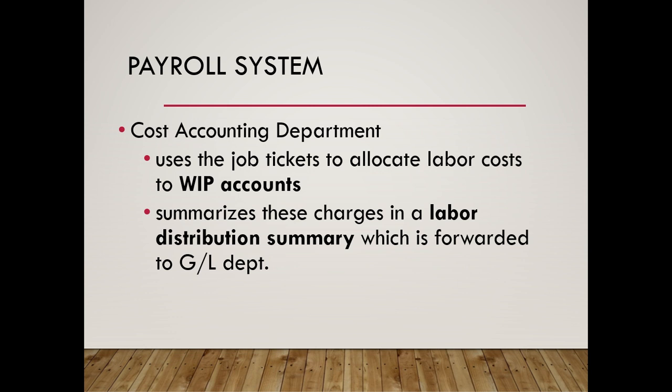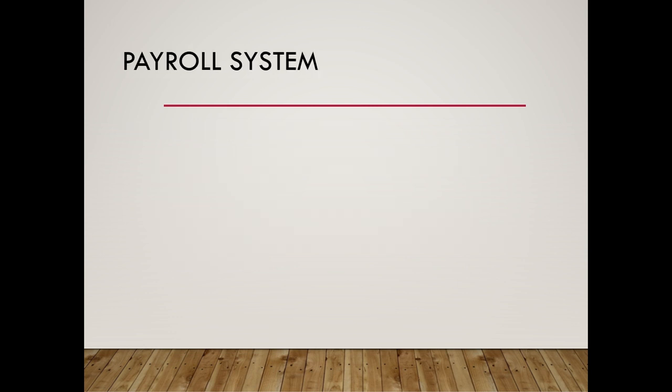Of course, they need to identify whether the labor is technically for the operations, direct, or factory overhead, or indirect. Also, the cost accounting department summarizes the charges in the labor distribution summary, and it is forwarded to the general ledger department. So, the labor distribution is summarized: what went to WIP, what went to factory overhead, and other indirect or direct.